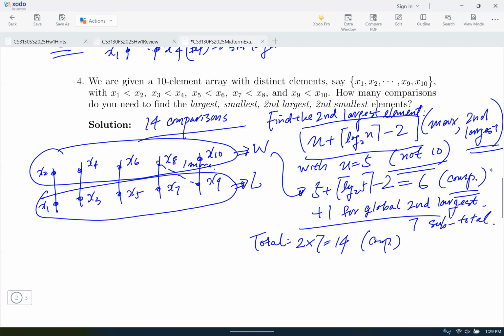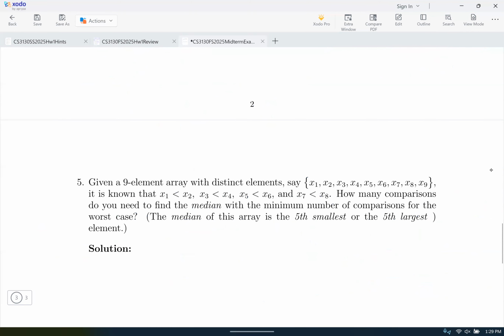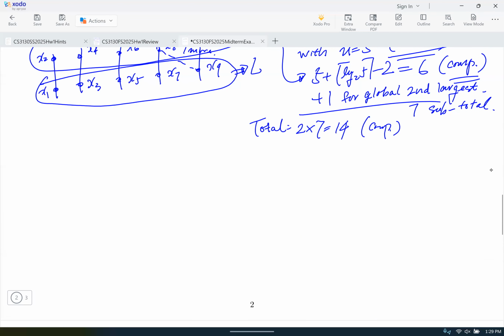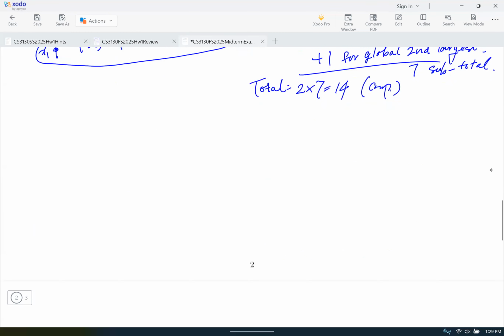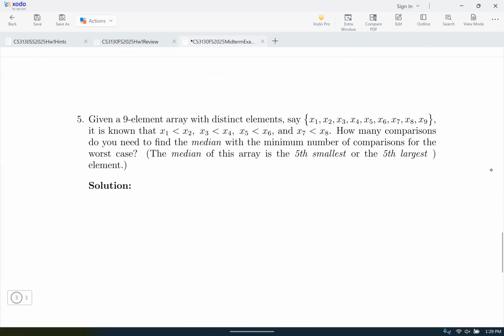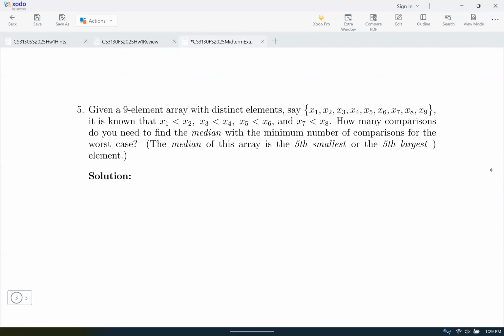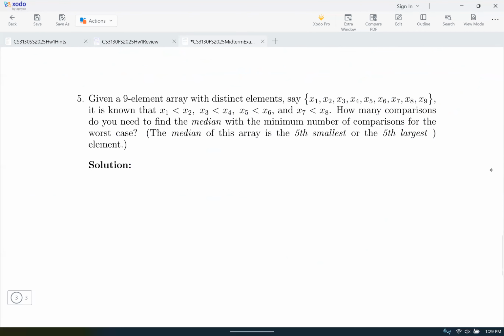Number 5, the last question. The last question is the hardest. Definitely it's the hardest. The answer, as I remember, 10. As I remember, 10 comparisons.